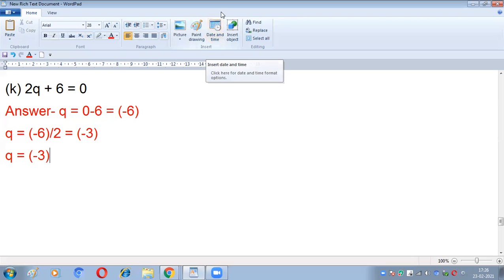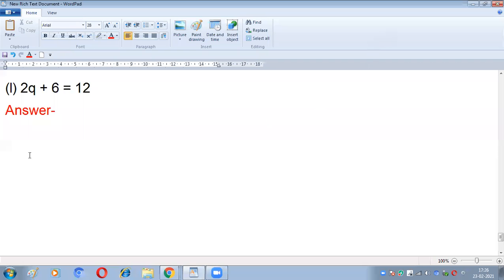So friends, let's move to part L. Part L is 2q plus 6 is equal to 12. Here also we have to find the value for q only. So q is equal to 12, and here is plus 6, and when plus 6 moves to the right hand side, it will be negative 6. That means 12 minus 6. So 12 minus 6 is equal to 6.